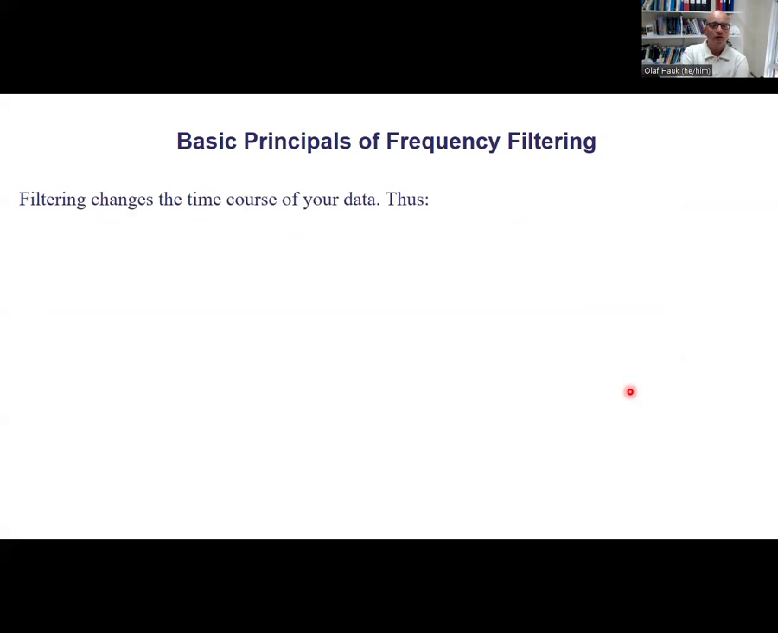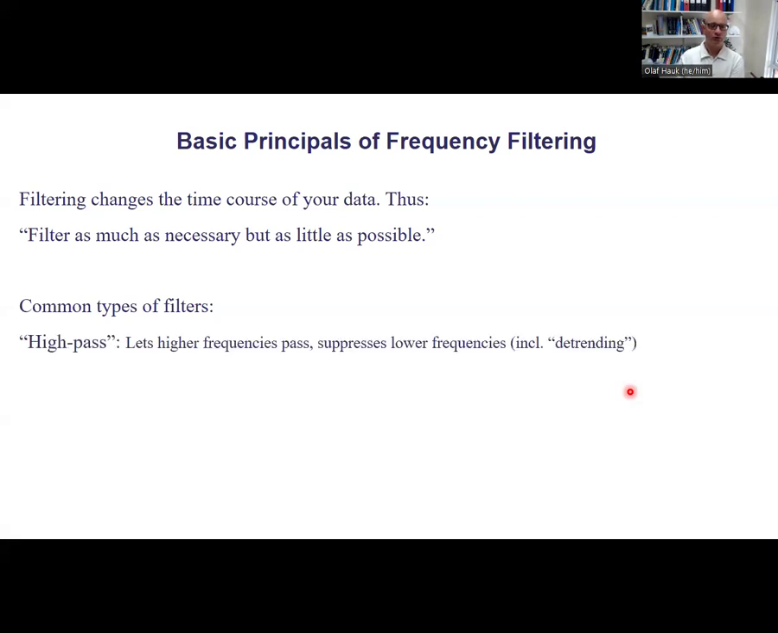So by definition, you actually try to change the time course of your data. And therefore, you have to be careful with your filtering settings. At a very general level, I would say filter as much as necessary, but as little as possible. In order to do that, you have several types of filters available. I think they cover most of, if not all of, the tasks that we want to perform with our data.